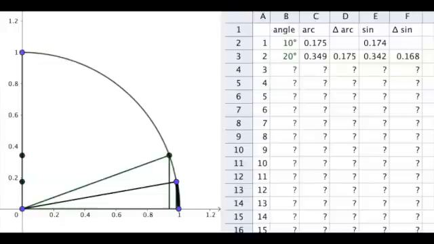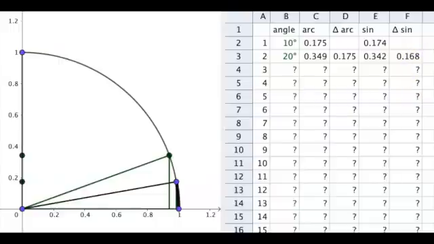Now, when I double it, we see here this 20-degree angle, and we see sine of 20 represented by this line segment here, or this point here. And here on the chart, you can see that the arc has doubled, but the sine has not doubled. It's a little bit less than double. And I have this column here for delta sine. How much did sine change by?